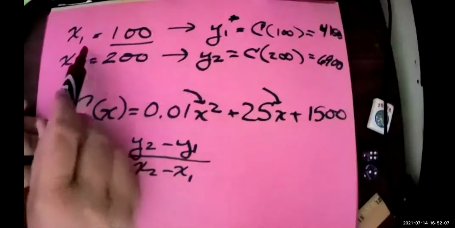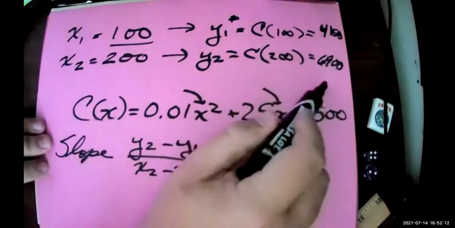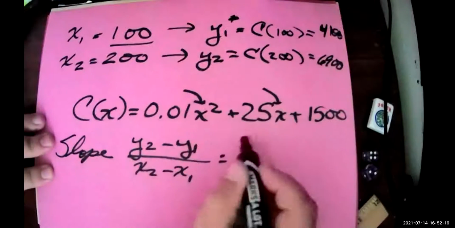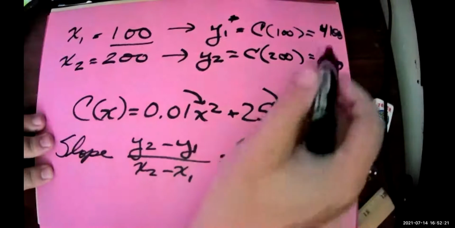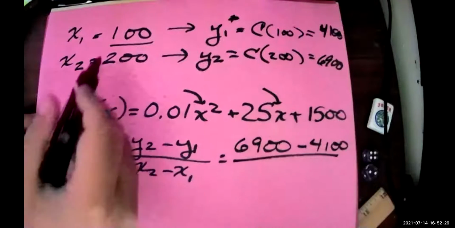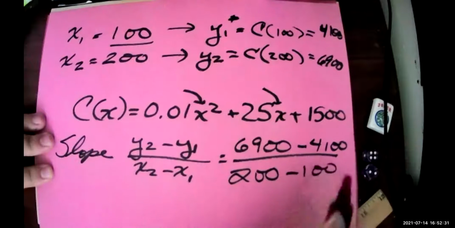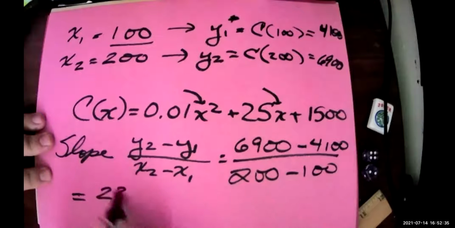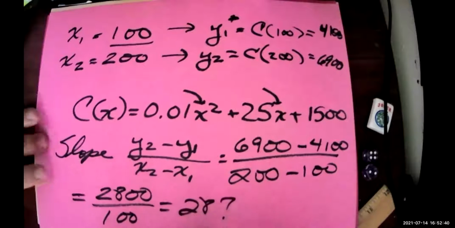So again, I have x1 and x2, and then I have y1 and y2. It's 4,100 and 6,900. So what's the slope? y2, which is right here, 6,900, minus y1, which is right here, 4,100, all over x2, which is 200, minus x1, which is 100. A little arithmetic here. Looks like that's going to be 2,800 divided by 100. Everybody cross your fingers. I hope it's 28. Let's check.